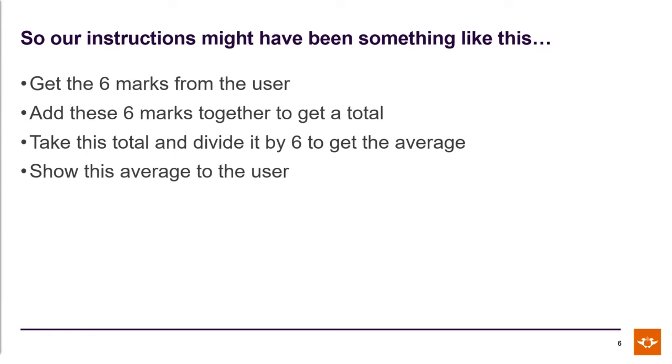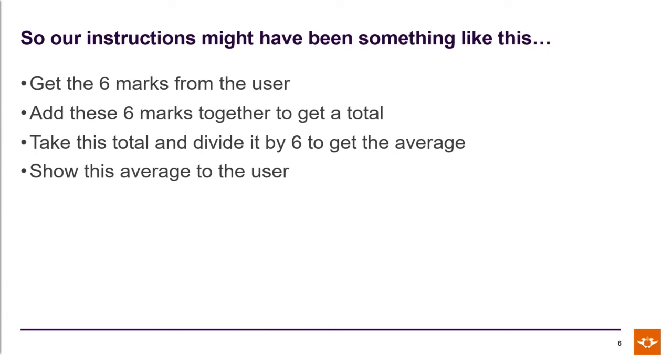So you ideally need to get 6 marks from the user. We did say the person who wants to get their average needs to provide you with their matric certificate, which says this is how much they got for each and every subject. Then we're going to add all of those marks together and get a total. From that total, we're going to divide by 6 to get the average. That is the mathematics behind it. And then we're going to show the user the average.